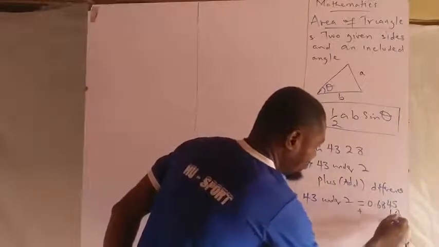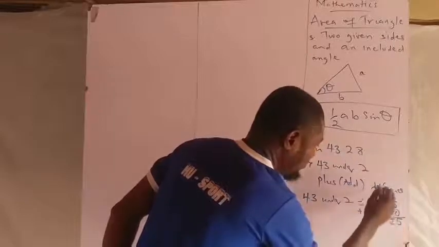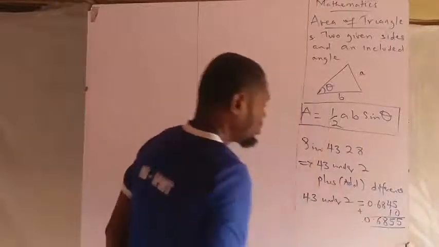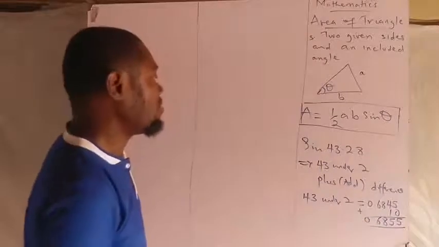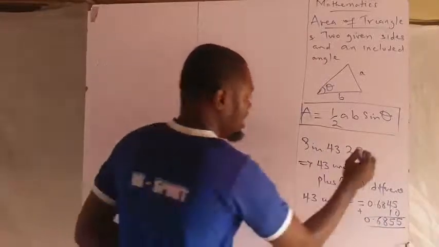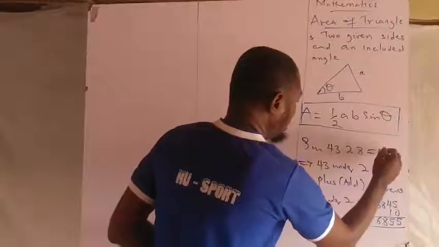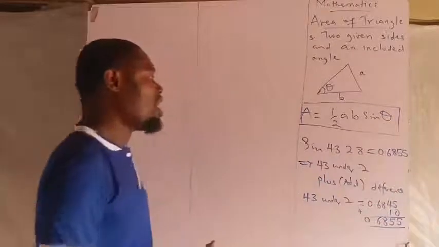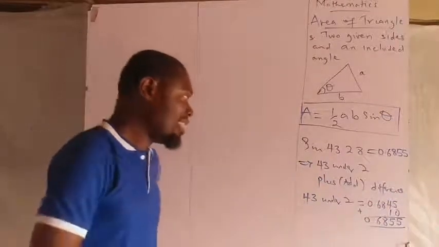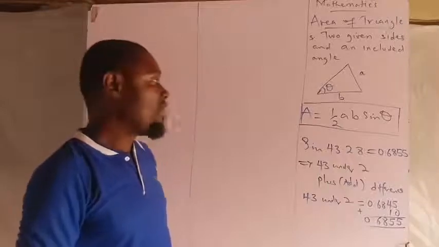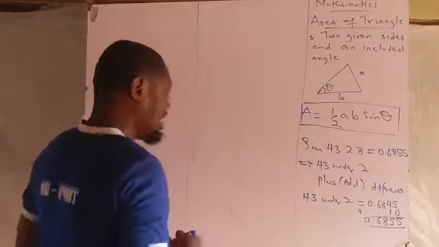That is 5, 8, 6.0. So sine 43.28 is equal to 0.6855. Sine 43.28 is equal to 0.6855. Let us see another example.